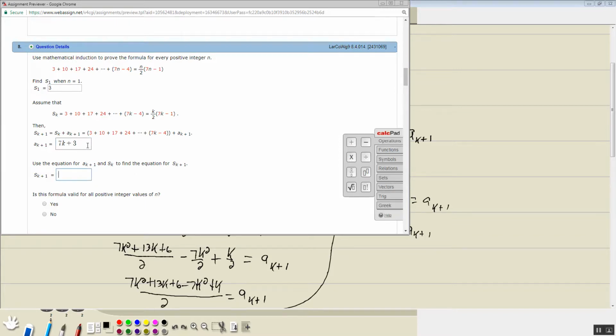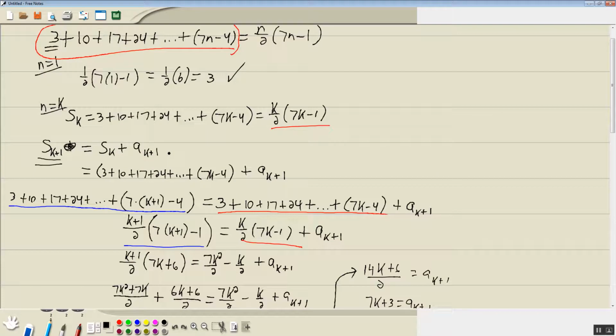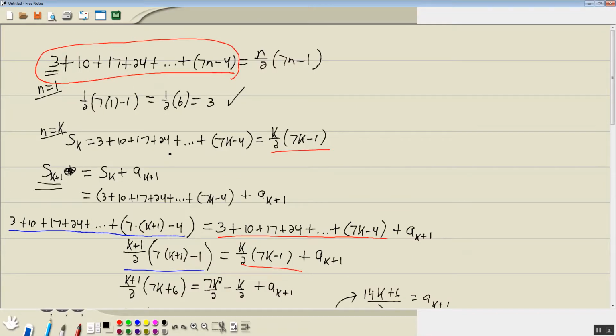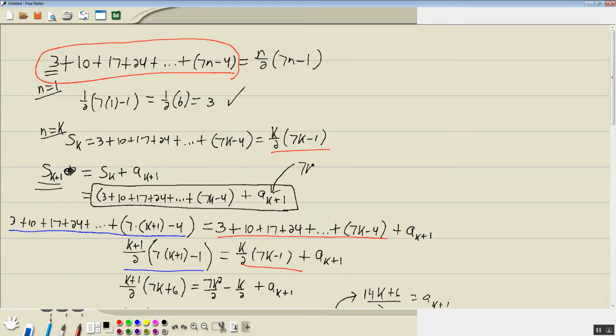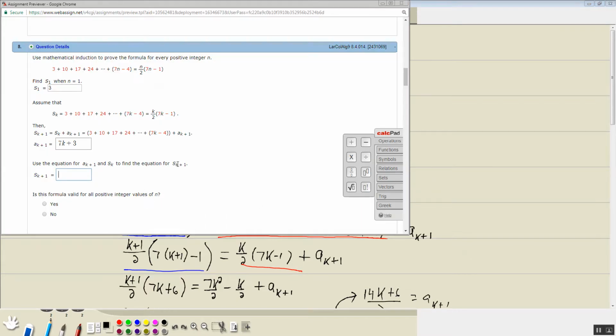Now that I know this a sub k plus 1, then up above here, since I have this right here, I could plug in that a sub k plus 1, which was 7k plus 3. I can plug that in here, and that'll give us an equation for s sub k plus 1. Anyway, that's what those steps are guiding you to do. And there's different ways to accomplish what I just showed you.